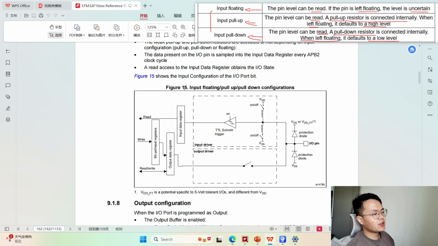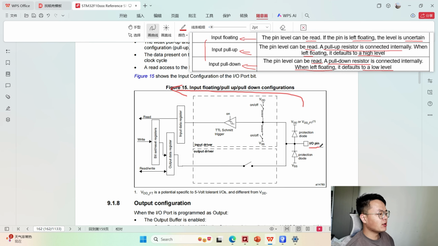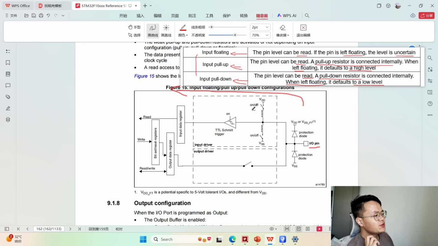So we can check this picture. This is the input configuration, and the output driver part is closed. So we can only see the input driver. The direction is like this for input mode. This is the I/O pin, and these 2 diodes are used to limit the current to protect our MCU. There are 2 switches here. We can configure these 2 switches to set input floating mode, input pull-up mode, or input pull-down mode.